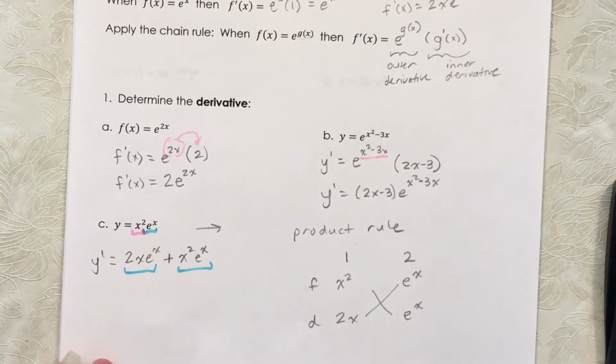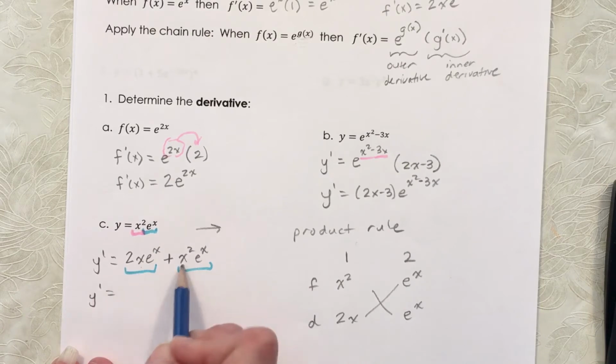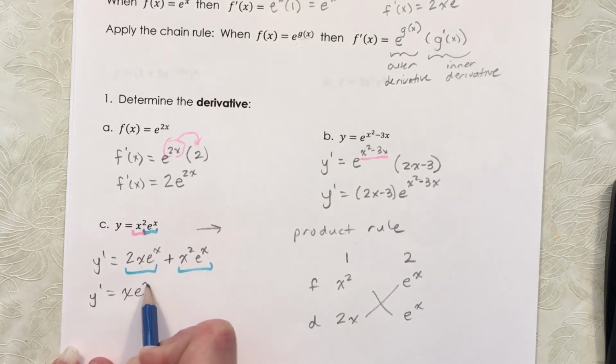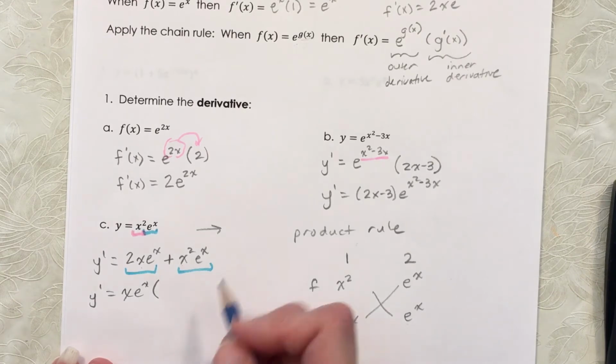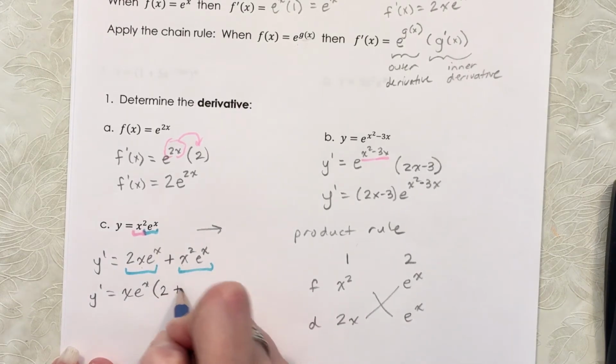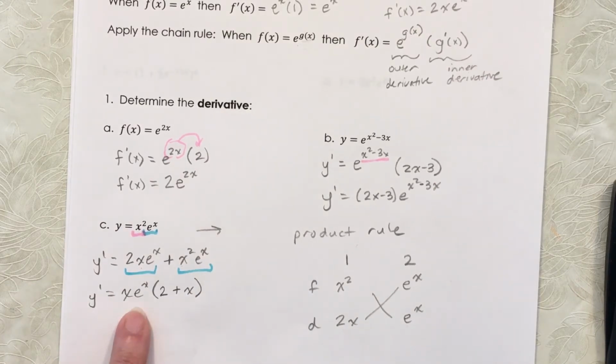So there's my two chunks. What's in common with them? 2, no. x, yes, and e to the x. So if we divide each chunk by x e to the x, we would get 2 plus x. So there it is in simplified factored form. So we have x times e to the x times 2 plus x.